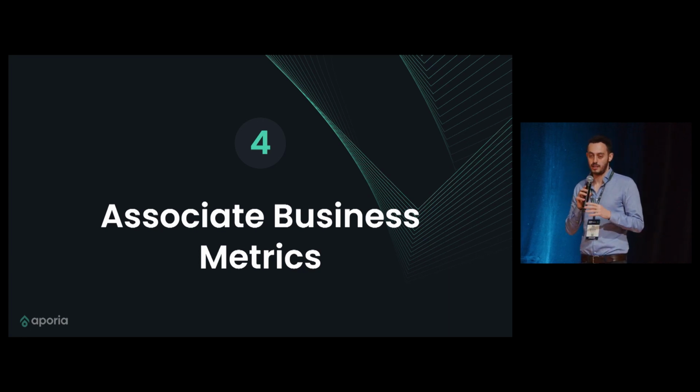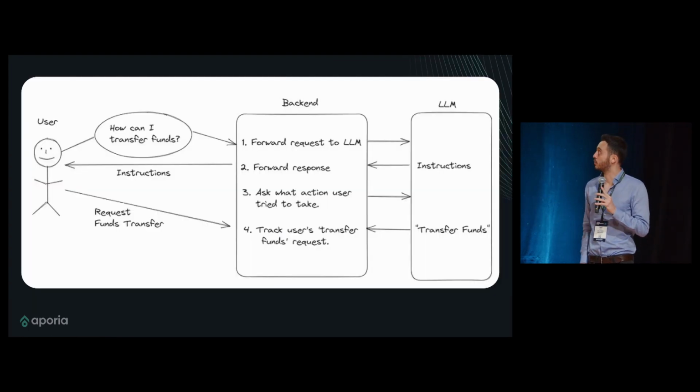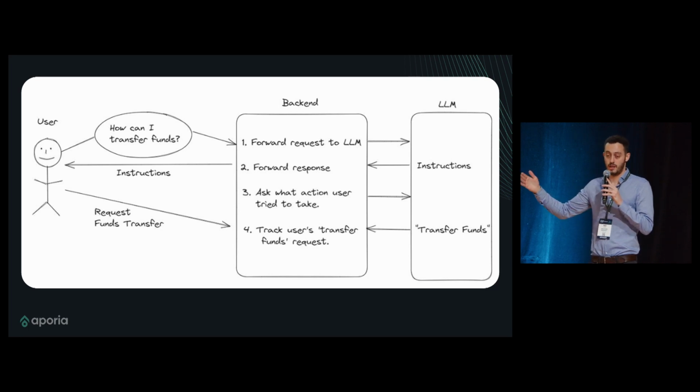And the last one is to associate business metrics. What I mean by that is that you've introduced LLMs into your product for a reason, right? You wanted to improve a specific aspect of your business. So find a way to track this aspect and correlate that to conversations with the LLMs. I'll explain it with an example.